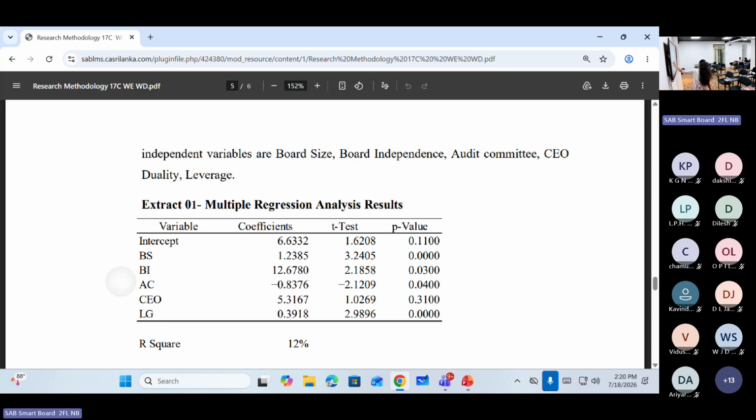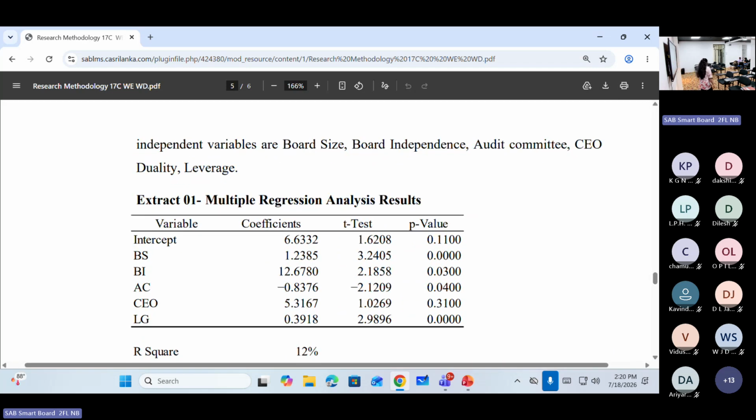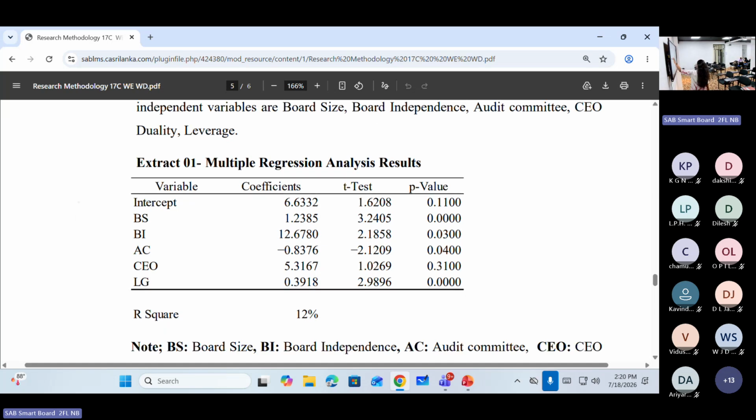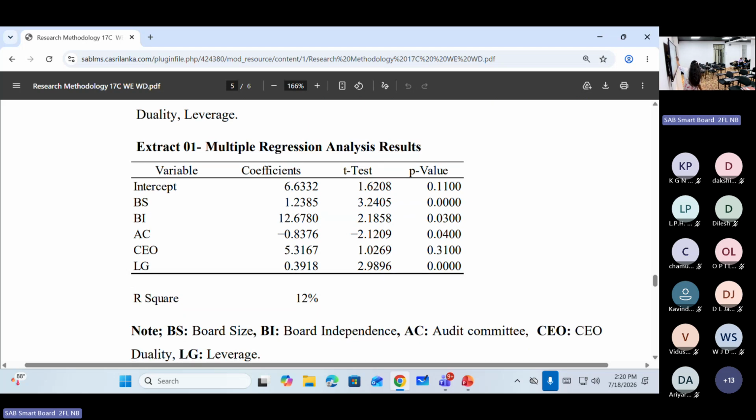Now look at your multiple regression analysis. Based on the conceptual framework and your research objectives, we have conducted the analysis. Which sort of analysis have we conducted? Regression analysis. Have you learned regression analysis before? Yes. ANOVA and ANCOVA, all these things have been tested with your statistics lecturer also. Alright. Now we'll interpret this multiple regression analysis. Coefficients are there, t-test values are there, p-values are there.